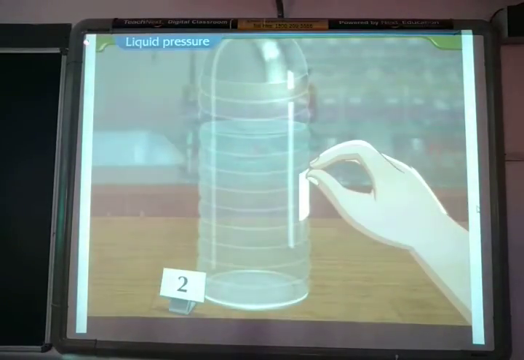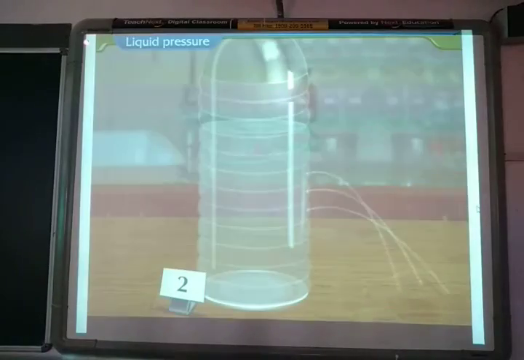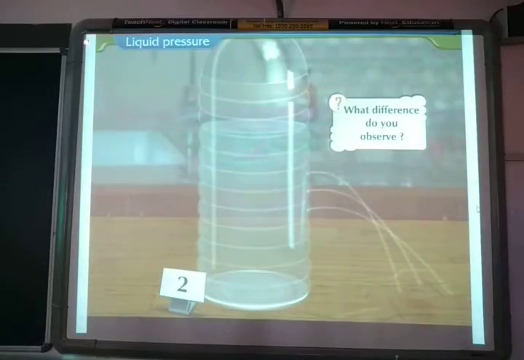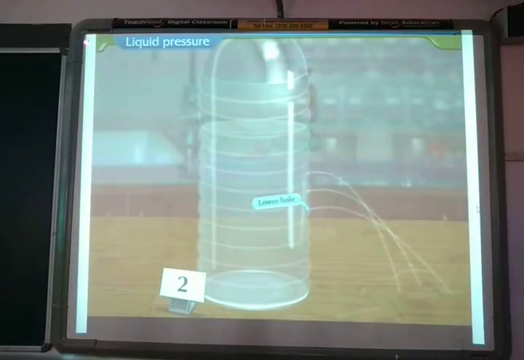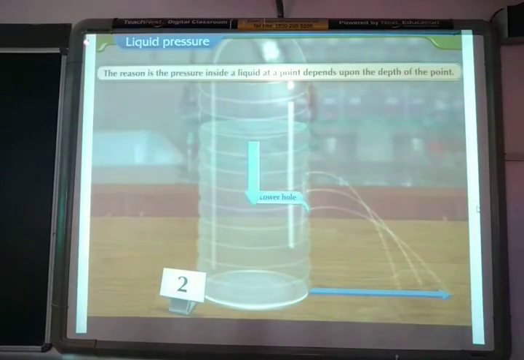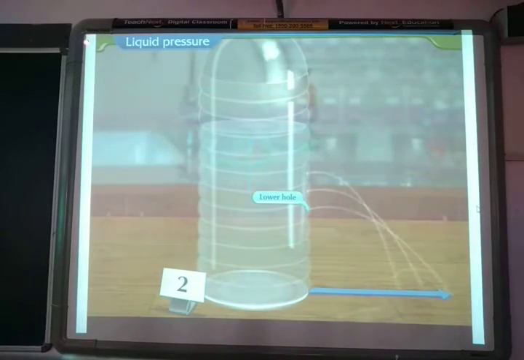Now, remove the tape from bottle 2. Observe the flow of liquid from different holes at the same time. What difference do you observe? Now, the water coming out from the lower holes falls at a larger distance from the bottle. This is because the pressure inside the liquid at a point depends on the depth of the point.